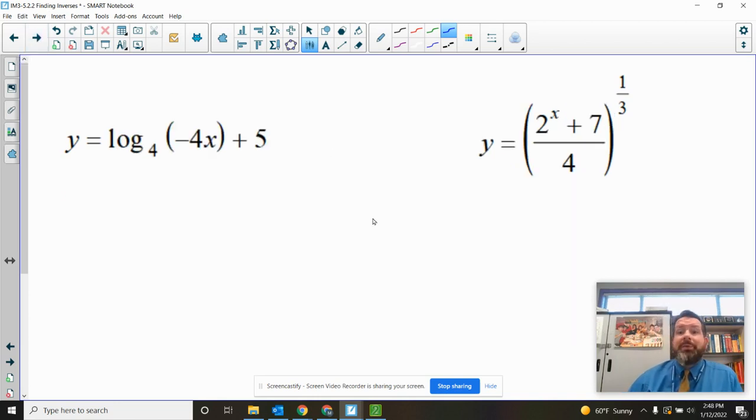Okay, next up. Notice this time, you see how the plus 5 is separate? It's not in the parentheses with the minus 4x. That means you've got to, in order to isolate the log, move that 5 over before you do the transition to the exponential form. So here we go. Let's switch x and y.